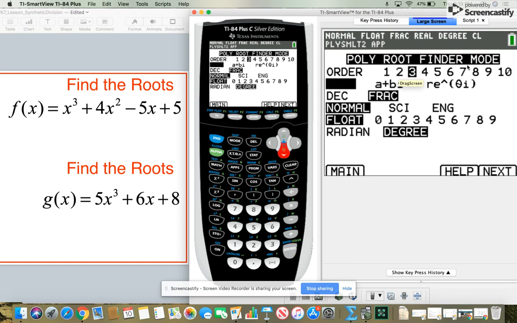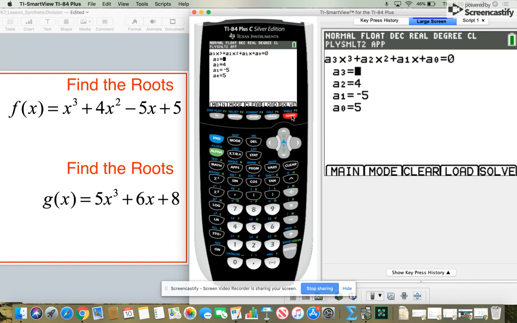So let's come down here. We want real answers. Let's say we want our answers in decimal form instead of fraction form. We want normal answers. We want our decimal point to float and we want them to be in degrees. So we'll hit next.